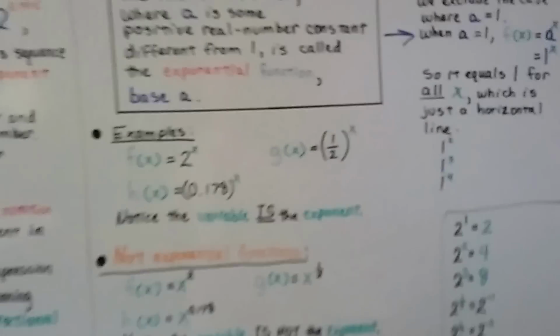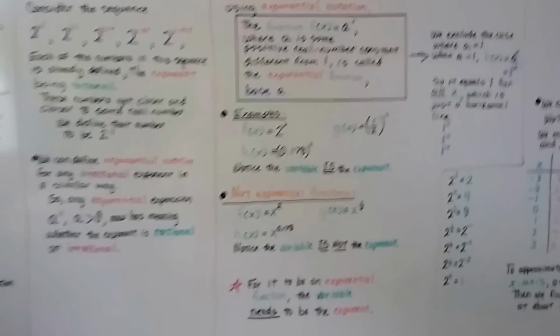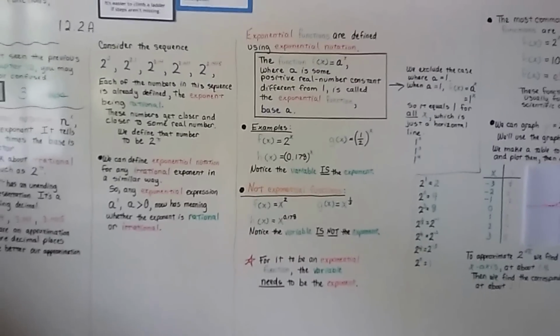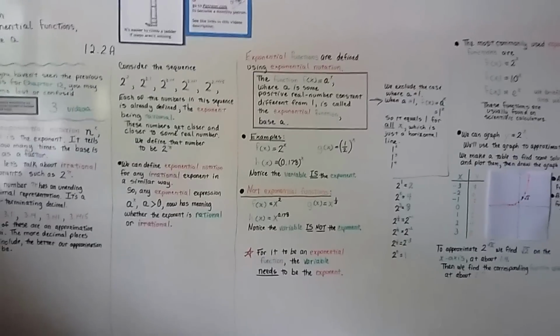Okay? So that's how we graph exponential functions, and that's how we know they're exponential functions. They have exponents that are variables, right?